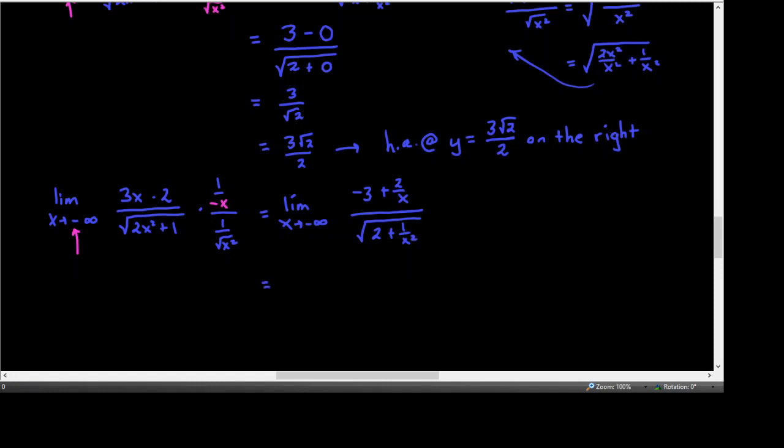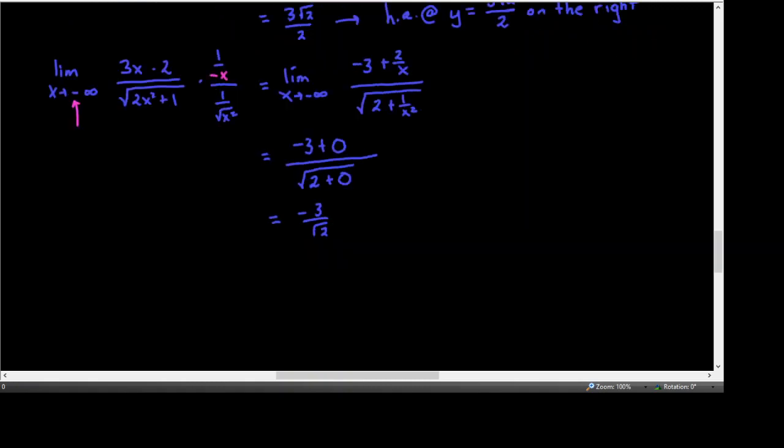And the limit of the constant, negative 3, is negative 3, plus the limit of a constant over a power of x, which is 0 as x goes to negative infinity. And this will be the square root of the limit of the constant, which is the constant, plus 1 over a power of x going to 0. And this is negative 3 over the square root of 2, which is, of course, going to rationalize to be negative 3 square roots of 2 over 2.